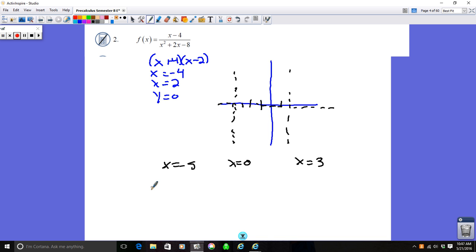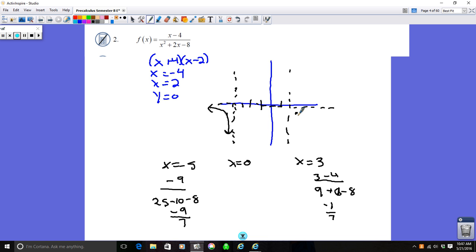So negative 5, it's going to be negative 9 over 25 minus 10 minus 8. So it's negative 9 over 7. So we're down in this quadrant here. When we check our 3, minus 4 over 3 squared, which is 9, plus 2 times 3, which is 6, minus 8. So it's 15 minus 8, which is 7. So it's negative 1/7. So 3 and negative 1/7 is going to stick it down in this quadrant.